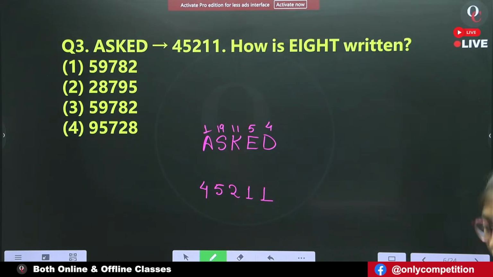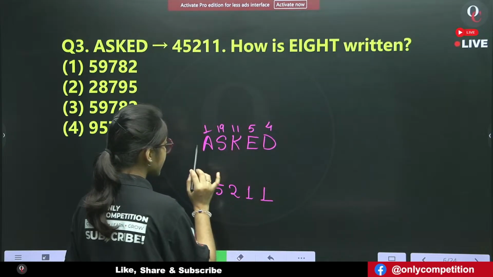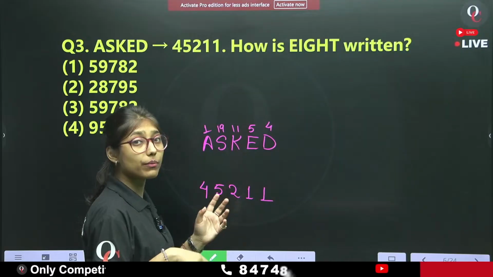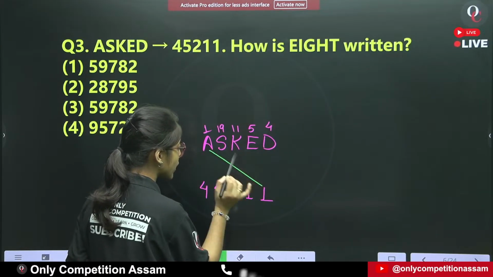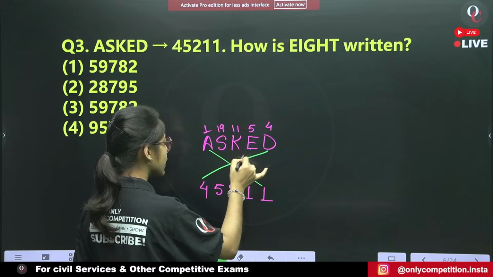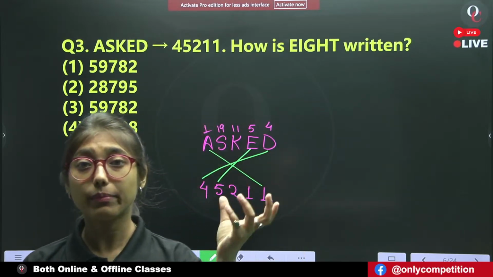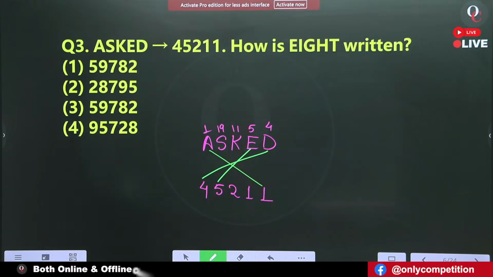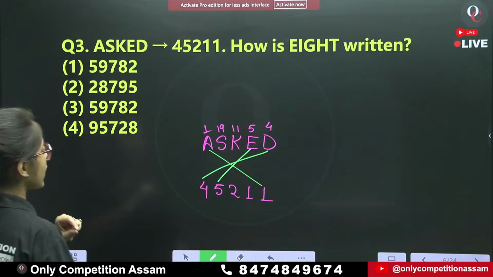Okay. Now, here some of the letters have been numbered as it is. For example, A is 1, D is 4, E is 5. Only S and K have been altered. Then what will we do? How to convert S and K to 2 and 1?